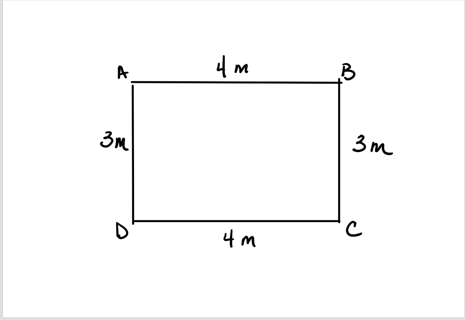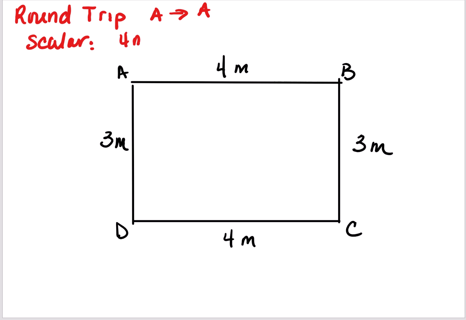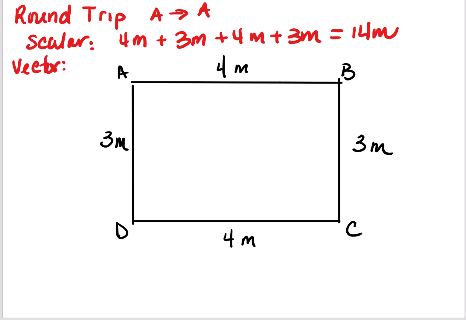Let's say I'm making a round trip. If I'm making a round trip, starting at A, going back to A, my scalar quantity is just the addition of all the numbers. So it's going to be 4 meters, or the perimeter, plus 3 meters, plus 4 meters, plus 3 meters, which equals 14 meters. However, my vector quantity is going to equal 0 because I started at A and ended at A. So I didn't go anywhere.